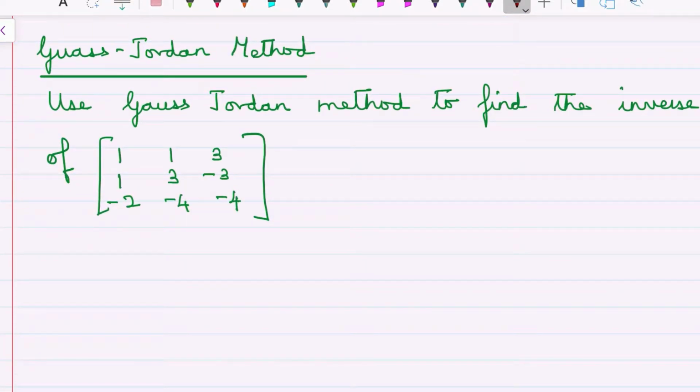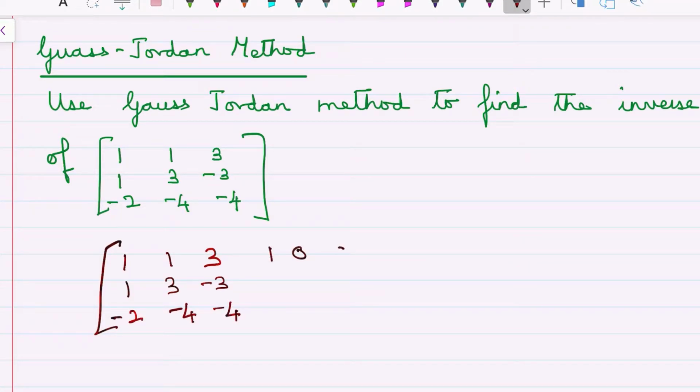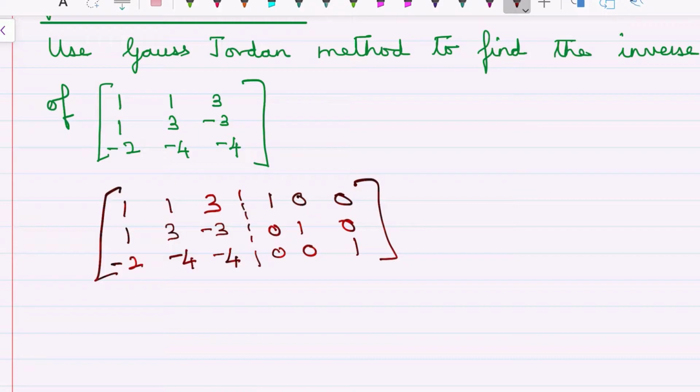So what we do is we write this matrix, and then I'm going to write the identity matrix next to it. That is the 3 by 3 identity matrix. So we basically partition it like this, and whatever row operation we apply to the matrix on the left, we will apply to the identity matrix. So first of all, I try to make this lower triangle 0. So this is the lower triangle which I will try to make 0 first.